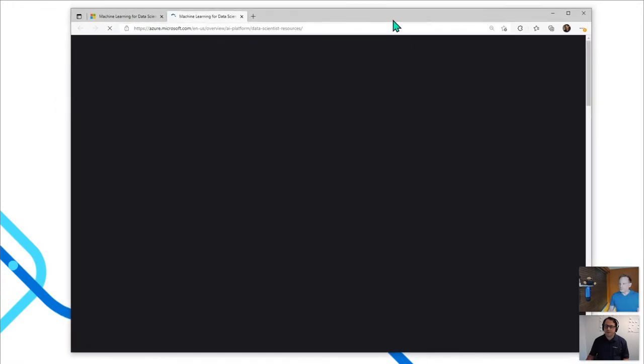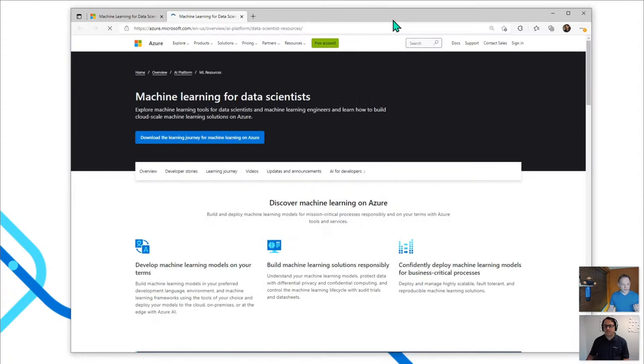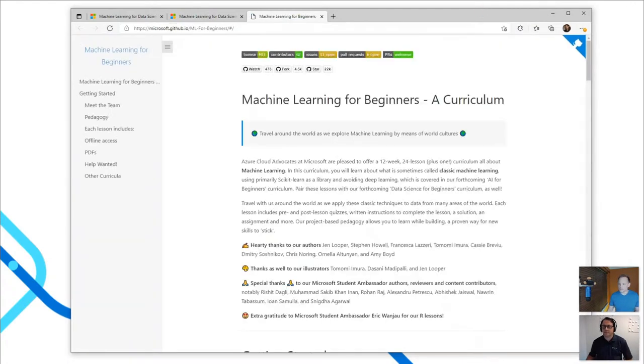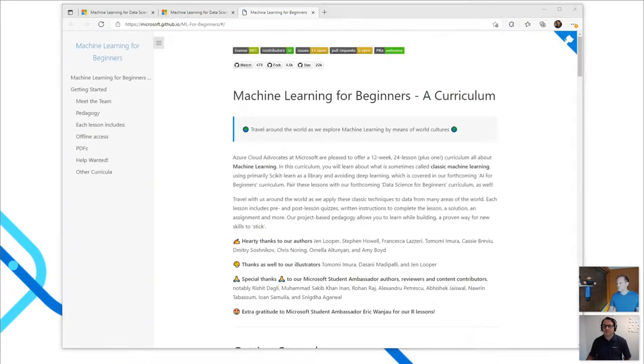And then finally, for some more interesting scenarios that also play with deep learning, I have something offered by our amazing Cloud Advocate team, one of whom is actually working with us in the chat today, and that is this ML for beginners. They go through using several libraries for both classic ML and deep learning. They do talk about data prep. It's very much complementary to the learning path that we're working with here.